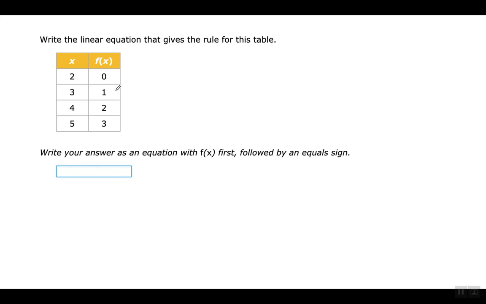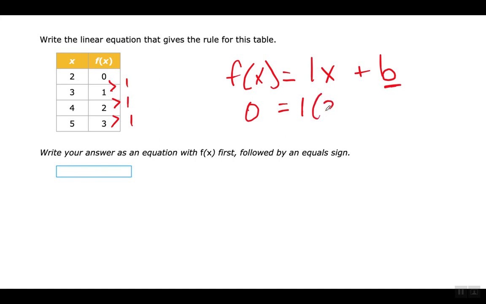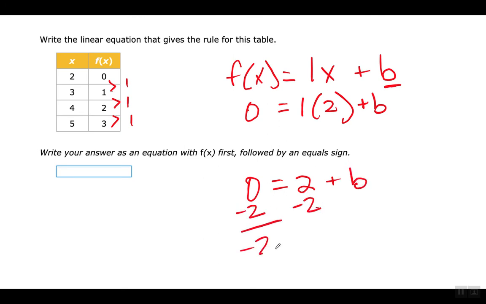All right, so the slope is going to be 1. And for the y-intercept, I'm going to substitute 2 and 0. So I get 0 equals 1 times 2 plus b, so 0 equals 2 plus b. Let's subtract 2 from both sides, and I get negative 2. So my answer is f of x equals x minus 2.